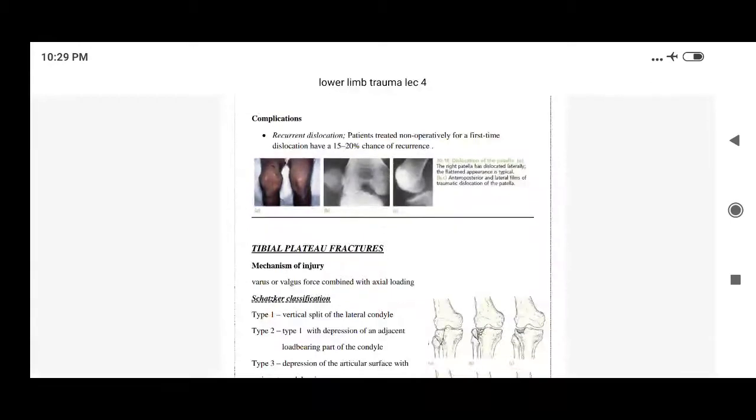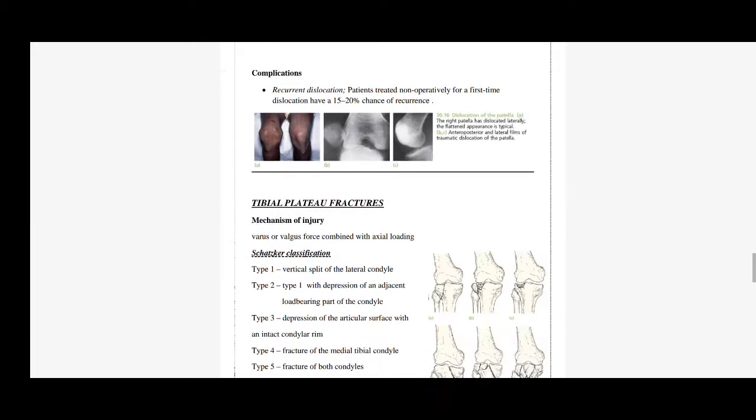Complication: recurrent patellar dislocation, especially after injury of the medial patellofemoral ligaments, usually treated non-operatively in the first dislocation, and the risk of recurrence is around 15 to 20%.